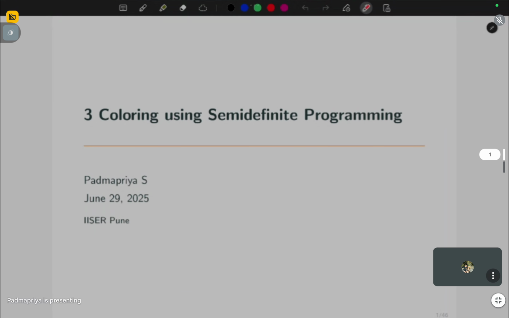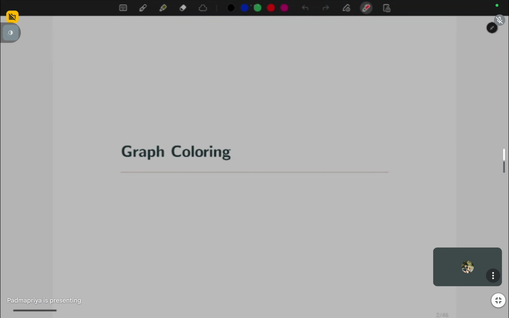Yeah, thank you for that introduction. Today I'll be talking about semi-definite programming, but I'll be giving a very intuitive picture and not going into the proof per se. The idea is to just give an introduction and see how this new technique helps in an NP hard problem, which is tree coloring.